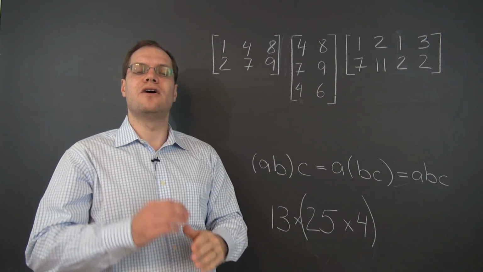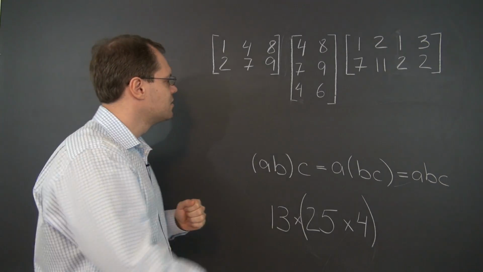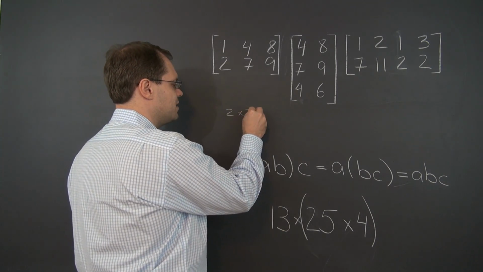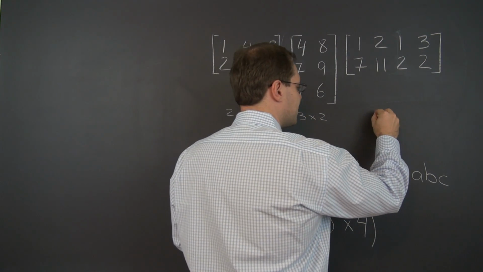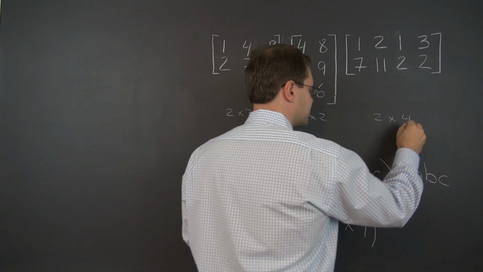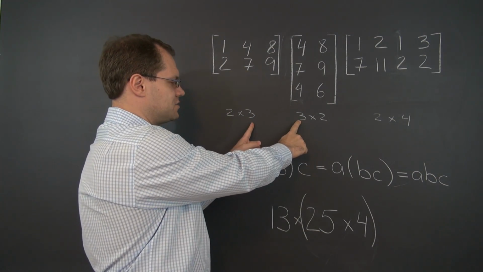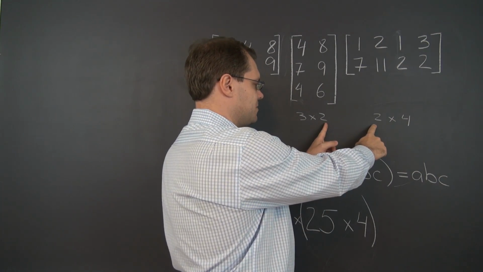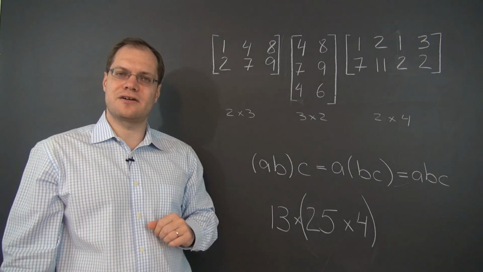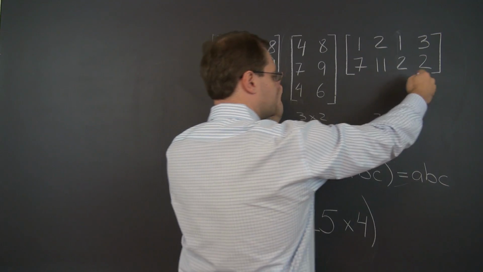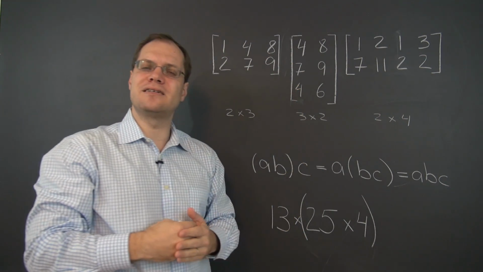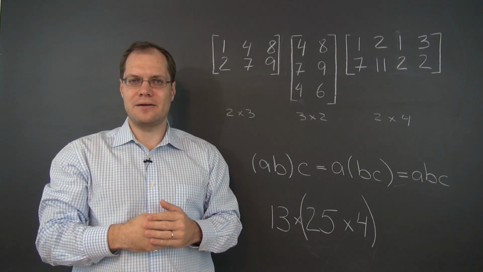Let's first make sure that all of the dimensions are compatible. Here we have a 2 by 3 matrix multiplied by a 3 by 2 matrix multiplied by a 2 by 4 matrix. So the inner dimensions match here and the inner dimensions match here. So all of these products are compatible. And also, whether we do this product first or this product first, the intermediate expressions will also be compatible.